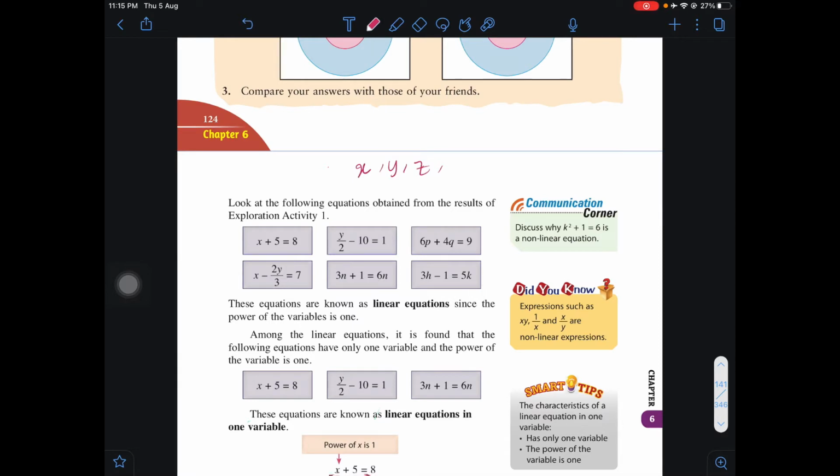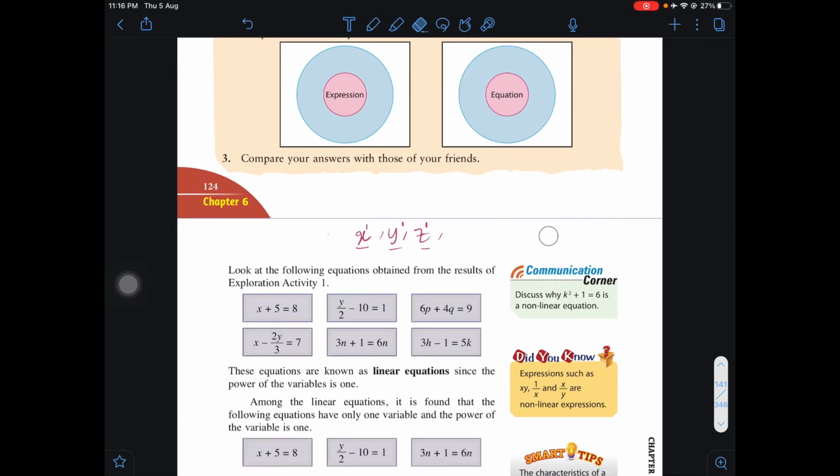Linear means all these variables must have a power of 1. x, y, z are to the power of 1: x to the power of 1, y to the power of 1, z to the power of 1. But we usually don't write the power of 1. So x alone means x to the power of 1. It's the same thing, so usually people only write x.